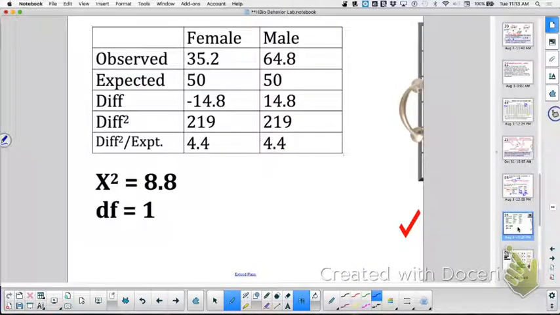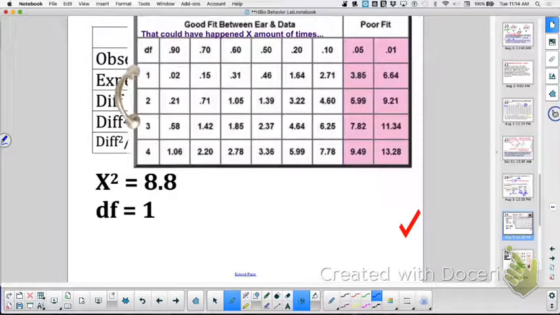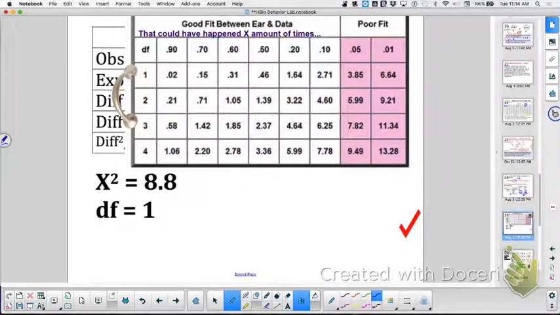So now we just need to go over here. This is what we did, right? Okay, and we got 8.8. I said degrees of freedom 1. If you weren't male or female, then you were the other one, right? So I only have 1 degree of freedom. So now here's just another chart. Okay, and I go to 1 degree of freedom. I'm looking for 8.8. I am looking, and no.